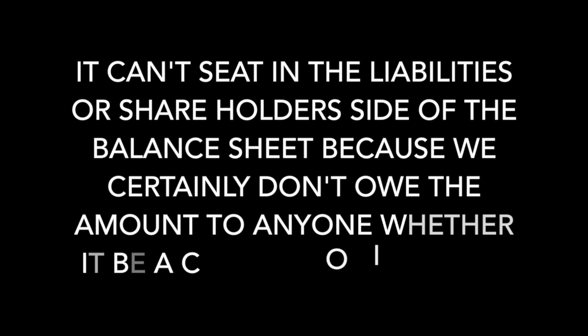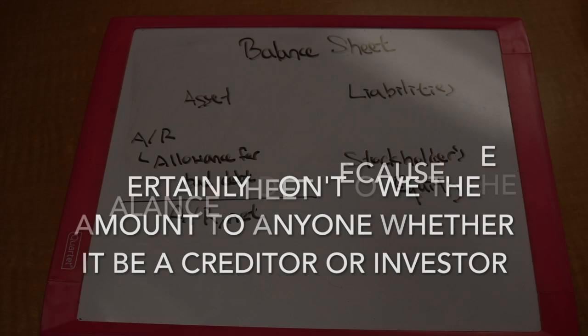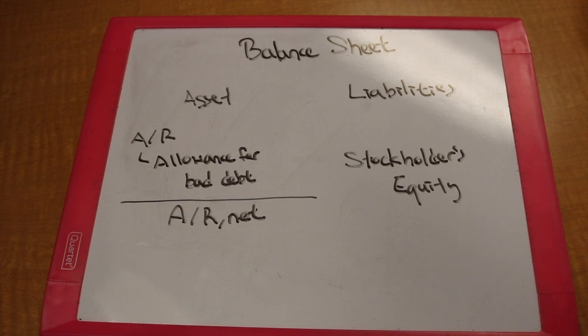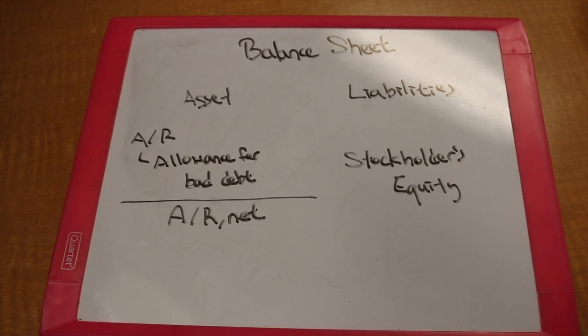It can't sit on the liability or shareholders' equity side of the balance sheet because we certainly don't owe the amount to anyone, whether it be a creditor or an investor. However, it is a balance that negatively affects my accounts receivable asset. Another contra asset account that you may be familiar with is accumulated depreciation, which is normally linked to equipment.